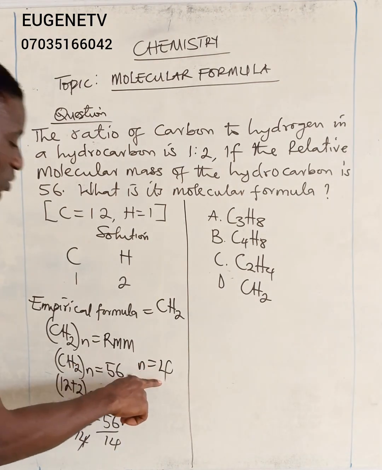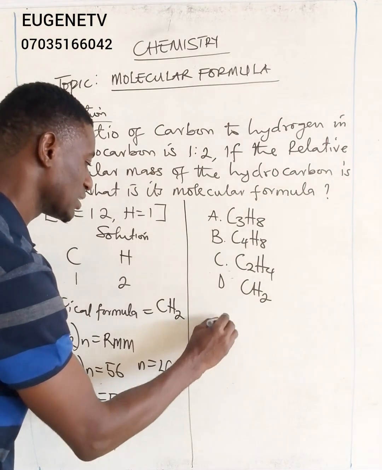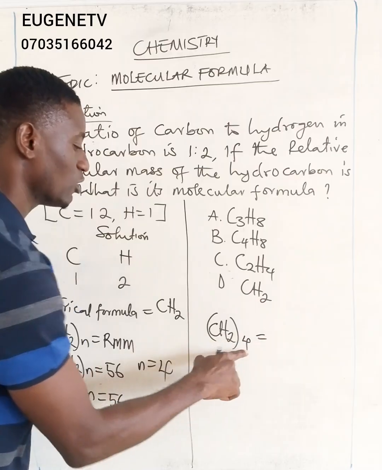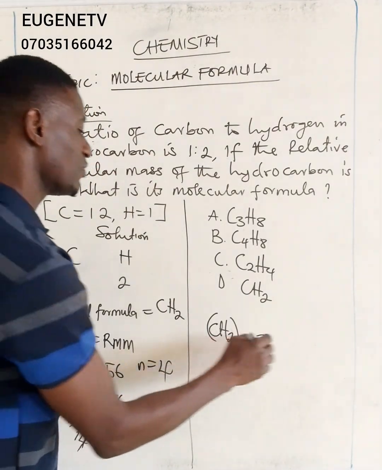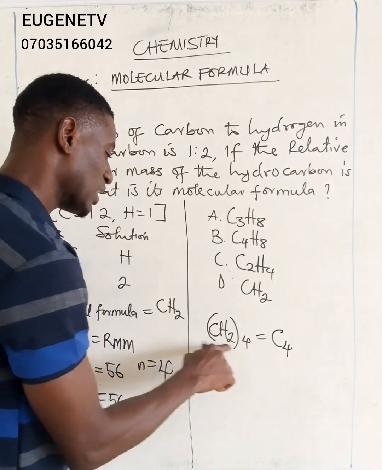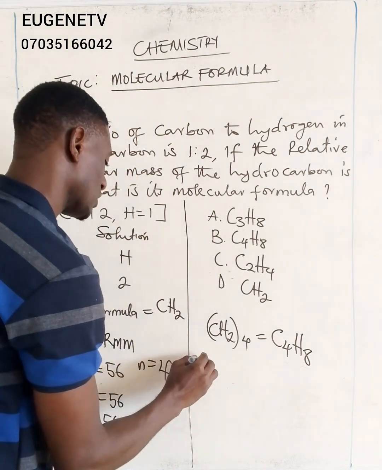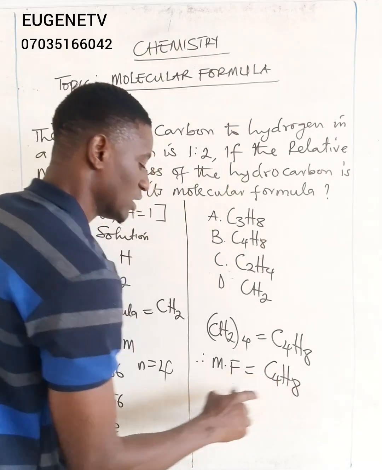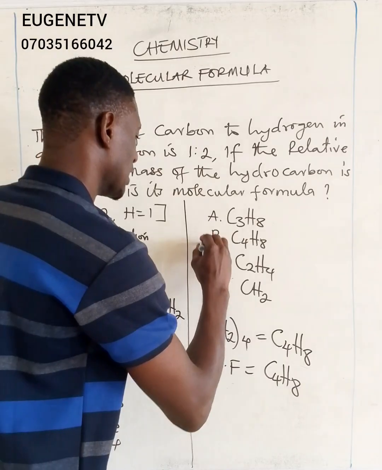So we now substitute the value of n into our expression here. Mind you, we said that our empirical formula is given to be CH2, and our value for n is 4. It therefore means that we are going to multiply the number here by whatever is inside the bracket. 4 times C, we are going to have C4. 4 times H2, we are going to have H8. So therefore, our molecular formula is equal to C4H8. So from our explanation here, the correct option is option letter B.